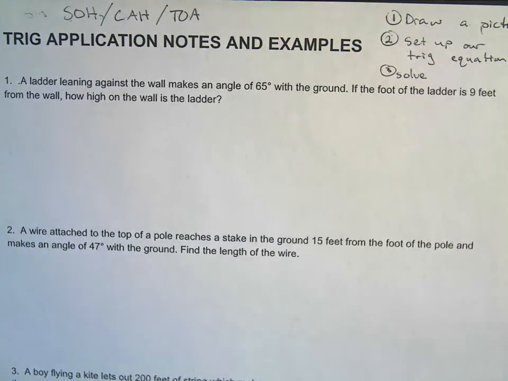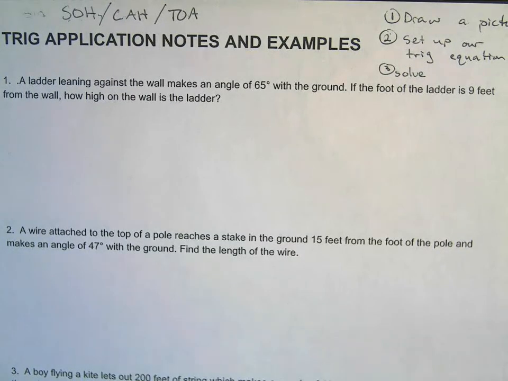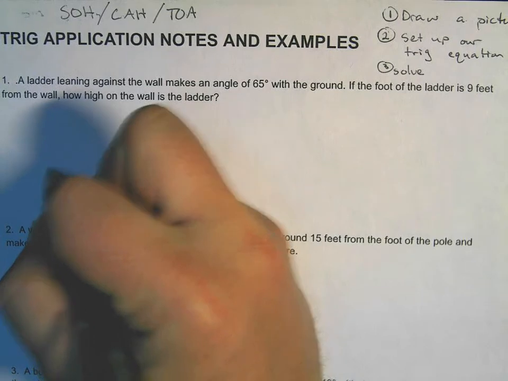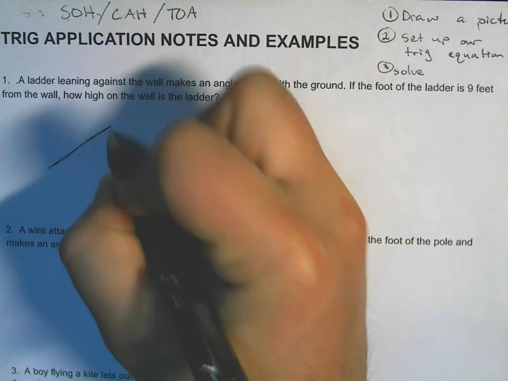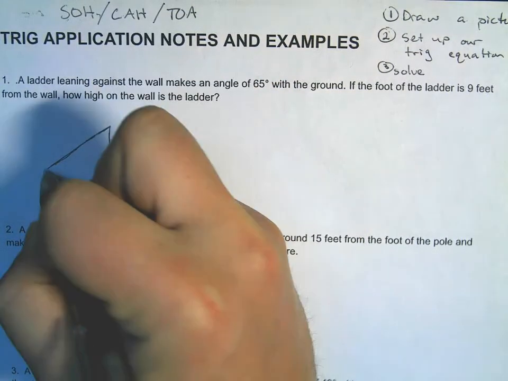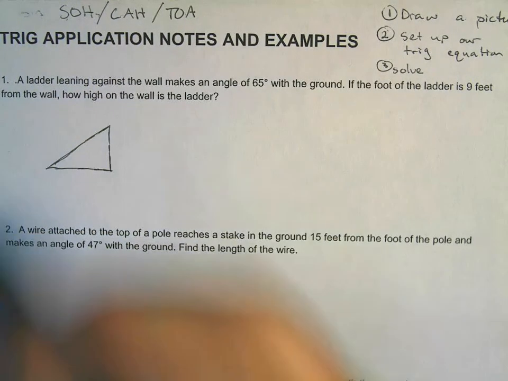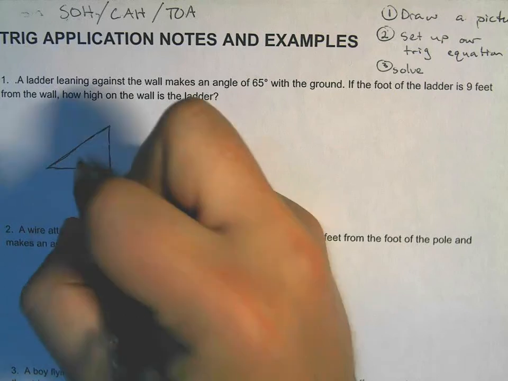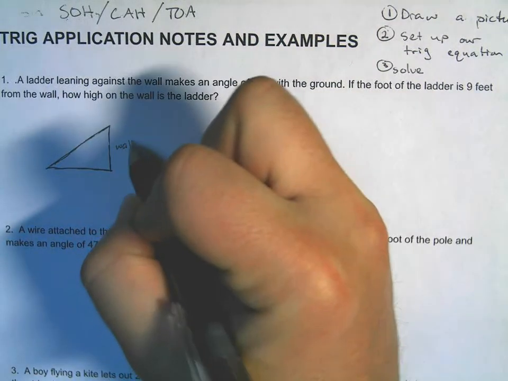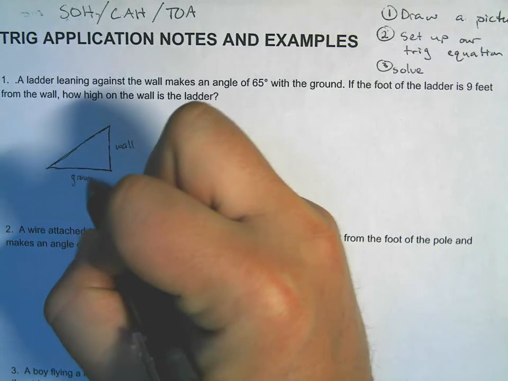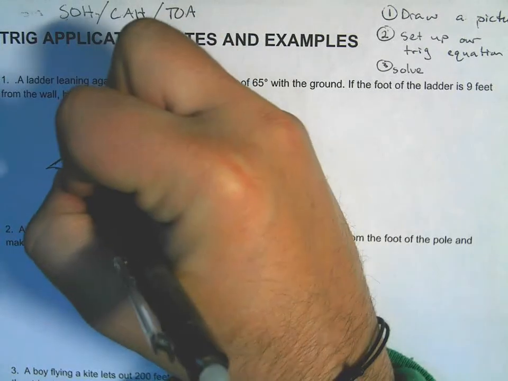A ladder leaning against the wall makes an angle of 65 degrees with the ground. If the foot of the ladder is 9 feet from the wall, how high on the wall is the ladder? So first thing we're going to do is draw a picture. Here's my ladder. Here's my wall. There's my ground. So if you need to label it, go for it. So we got wall, we got ground, we have our ladder.